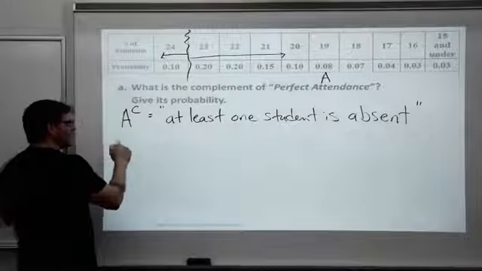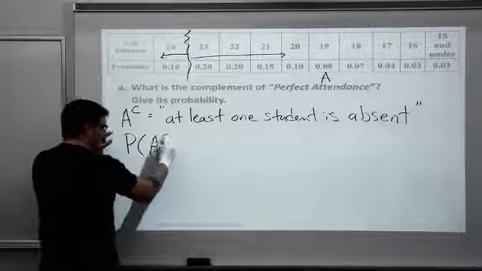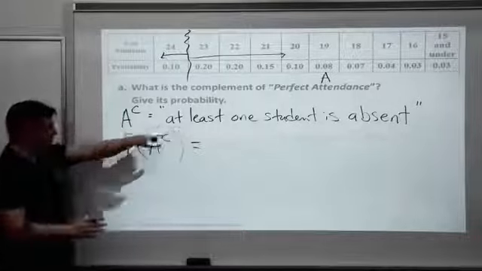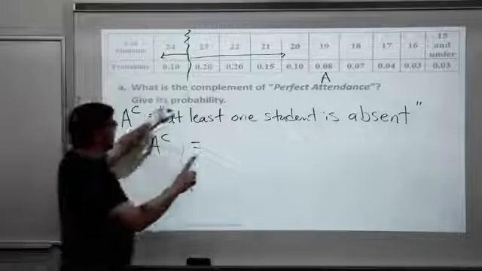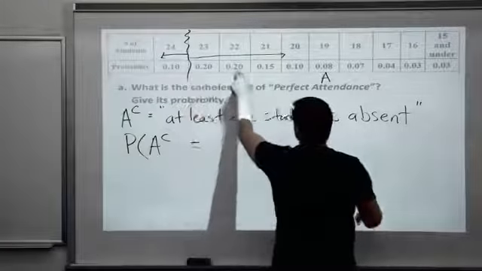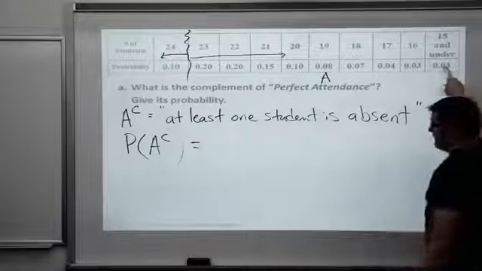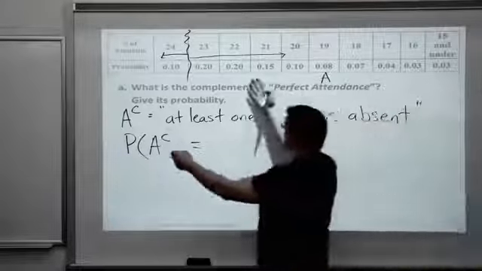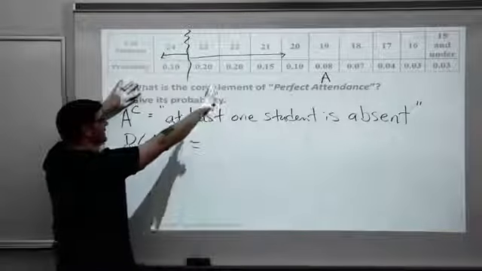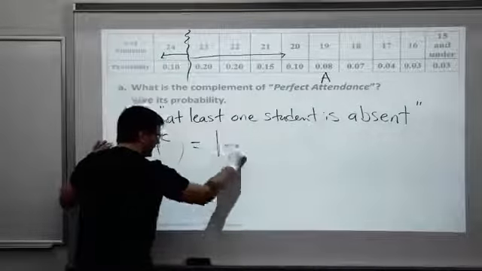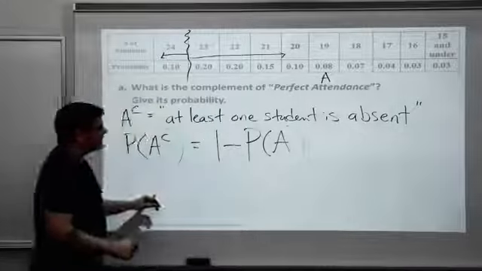All right, what's the probability? Oh, I'll be lazy, I'll use the symbols here. Probability of A complement, that's at least one student being absent. There's two ways to tackle this problem. The long way would be to go, okay, it's 0.2 plus 0.2 plus 0.15 plus all the way down. But you say, oh, I use the complement rule. There's only 10% left. Those must have added up to 90%, the complement. Remember what the rule is? Probability of A complement is 1 minus the probability of A.